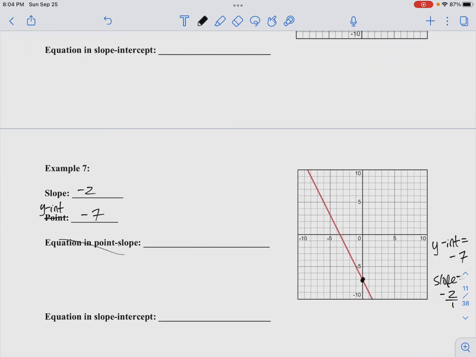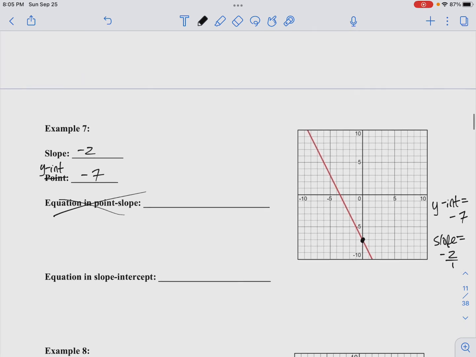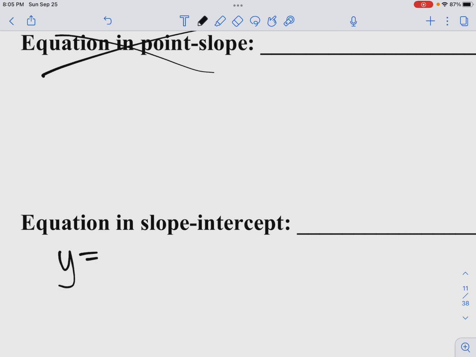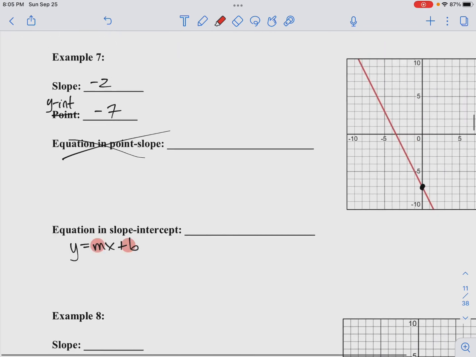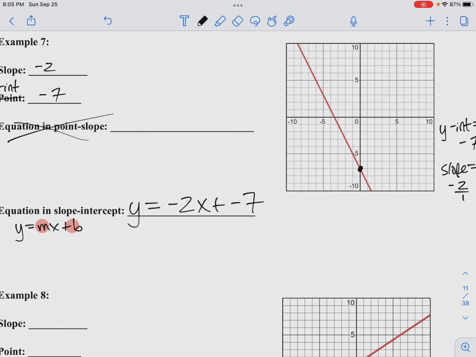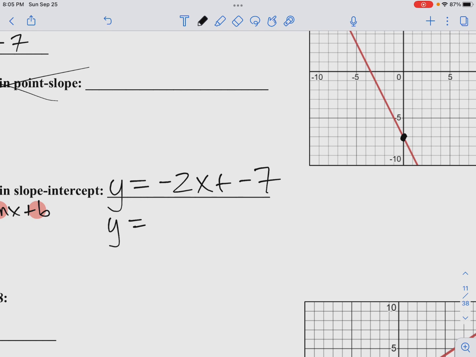So I'm going to not do the point slope form again. We'll get to that later this chapter. I'm going to just go right into slope-intercept. So remember what slope-intercept is. y equals mx plus b. And I have to plug in my slope and I have to plug in my y-intercept. So the slope was negative 2x. And my y-intercept was plus negative 7. And yeah, you don't have to have the plus negative 7. You could write the same exact thing.